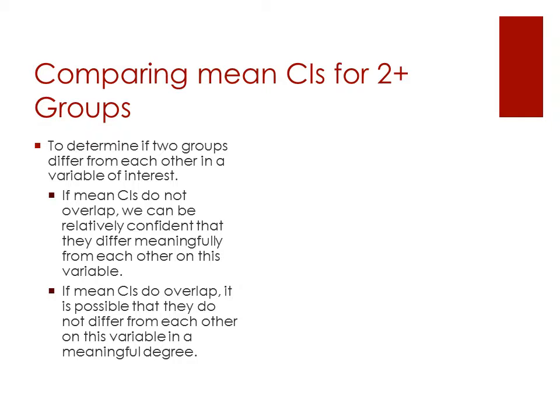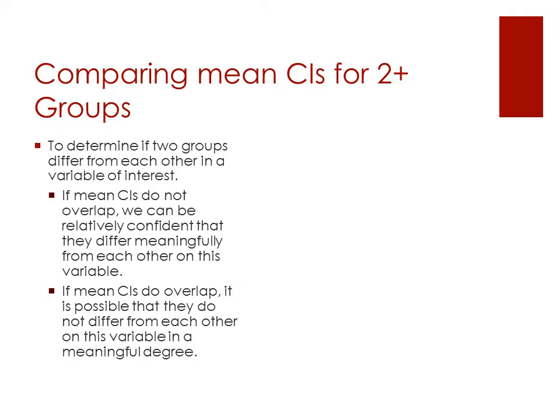All right, now that we've looked at how to calculate a confidence interval for means, we're going to take this one step further and look at comparing the mean confidence intervals for two or more groups to be able to make some conclusion about those groups and how they differ from each other on a particular variable. So if we want to determine if two groups differ from each other on a variable of interest, we would plot their confidence intervals around their mean along the same scale and then compare them to each other.